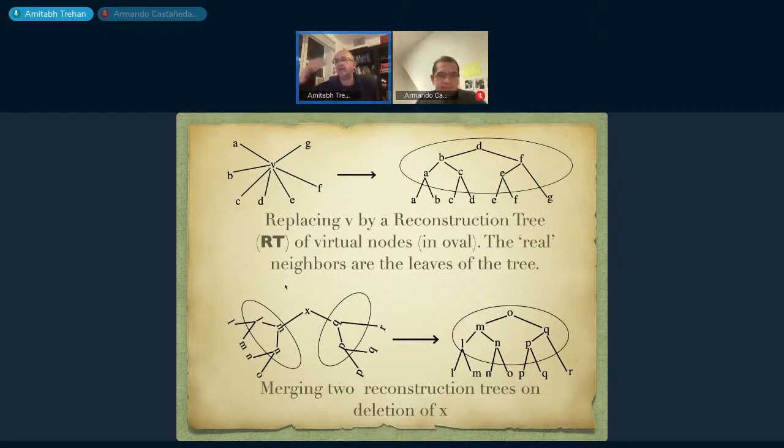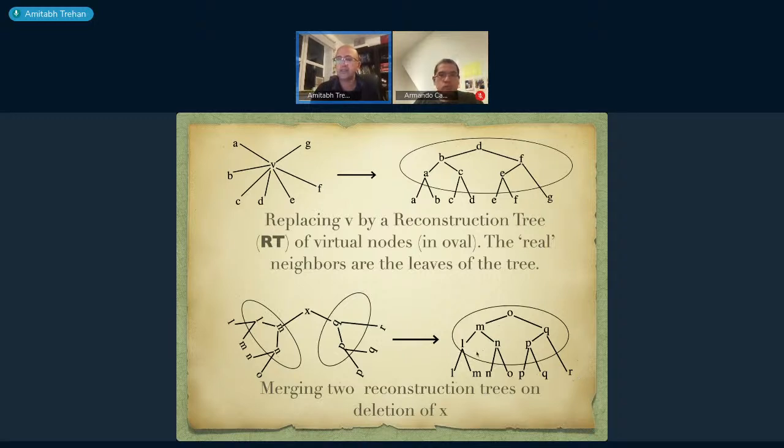So you take V and you replace it by a reconstruction tree of virtual nodes and real neighbors of the leaves of the tree. So this is similar to what we had before. Now the new thing which happens is merging of 2 reconstruction trees, like I said. If you have this X which has 2 of these ovals as neighbors, it's going to somehow merge them together, so that LMNO over these real leaves and PQR over the real leaves will now merge together into LMNOPQR and create a new one. So this thing needs to happen.